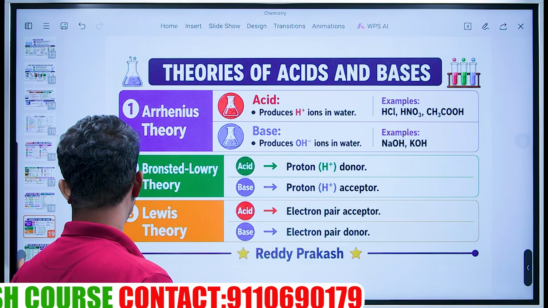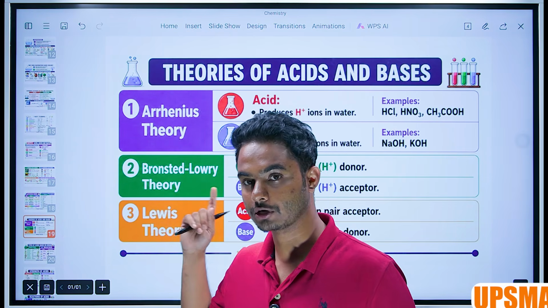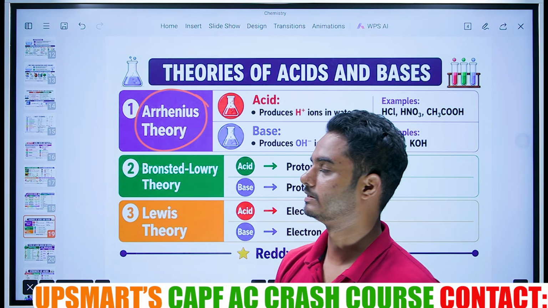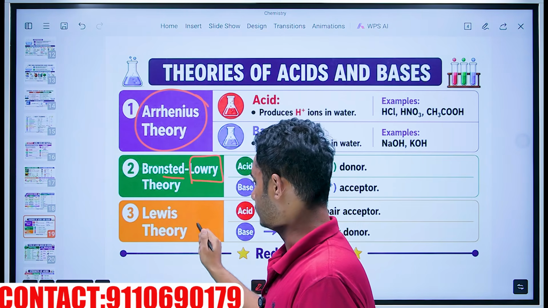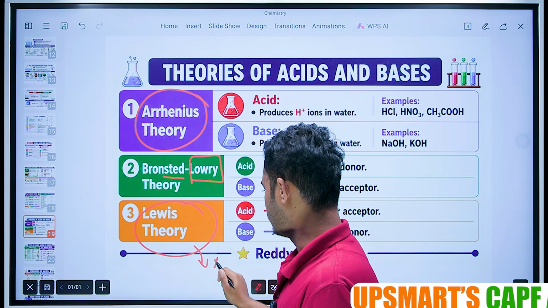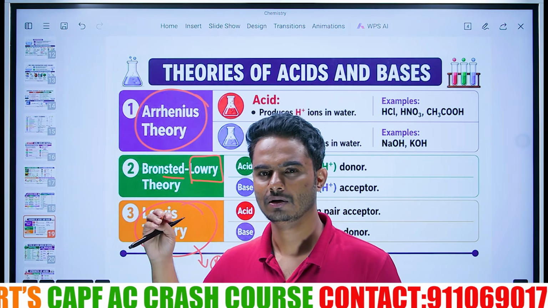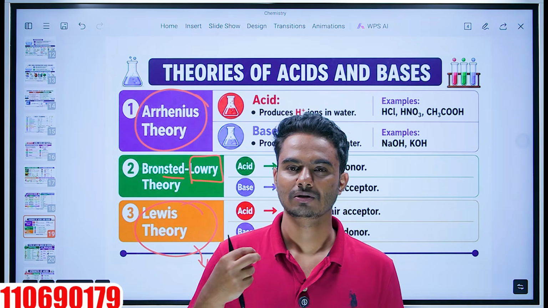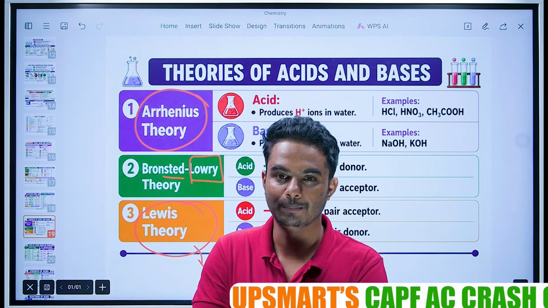Next, theories of acids and bases. I already told you, this will be a recap of what I told you earlier. Easy. First one is Arrhenius theory. Second one is Bronsted-Lowry theory. Third one is Lewis theory. I didn't discuss this. This is a bit complicated, not so important for the examination. You can just remember what it is. Nothing more in depth is required. I can explain it if you want, but I don't want to complicate your studying. I only wanted to make it simpler.